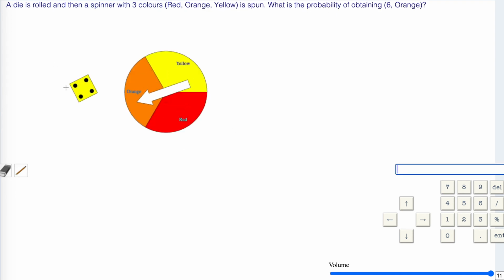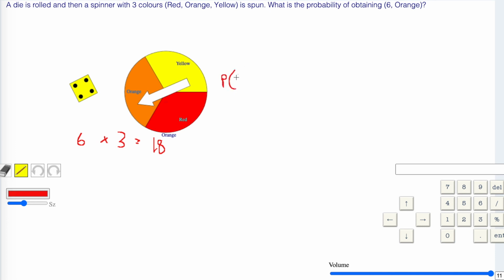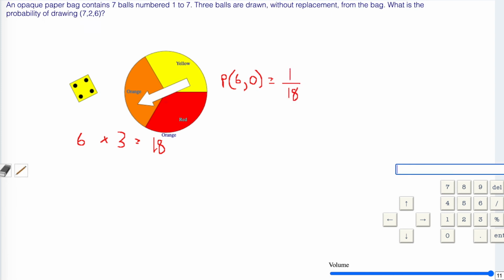We have a die and then a spinner. A die is rolled and then a spinner with 3 colors, red, orange, or yellow, is spun. What is the probability of getting 6 and orange? For the die, we have 6 possible outcomes. For the spinner, we have 3 possible outcomes. In total, there are 6 times 3, 18 possible outcomes. The probability of getting 6 orange is just going to be 1 out of 18. 1 outcome out of 18.